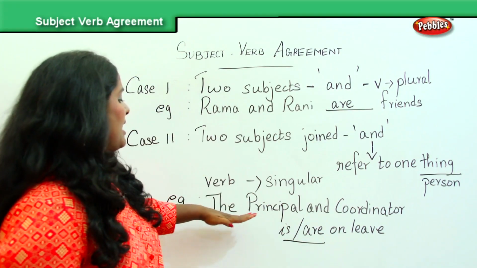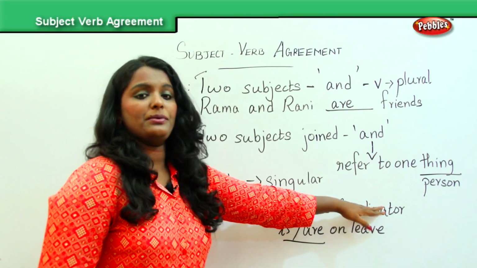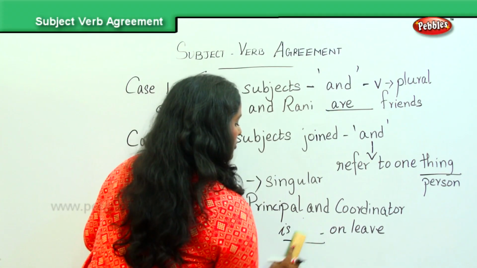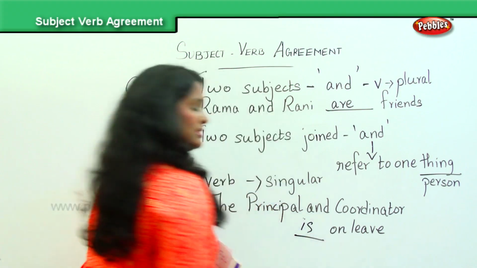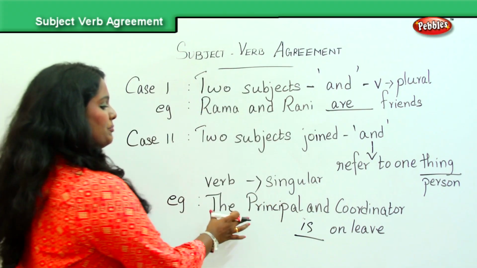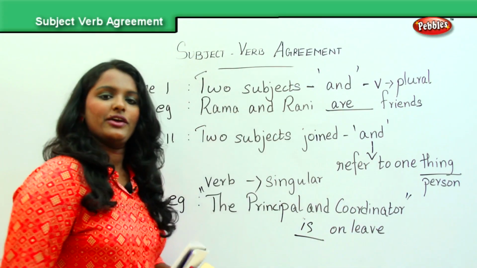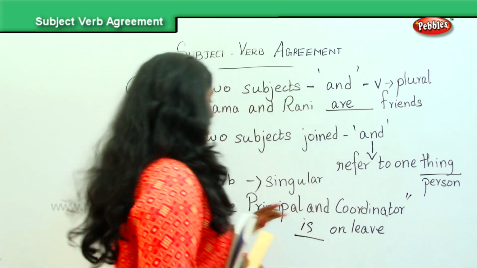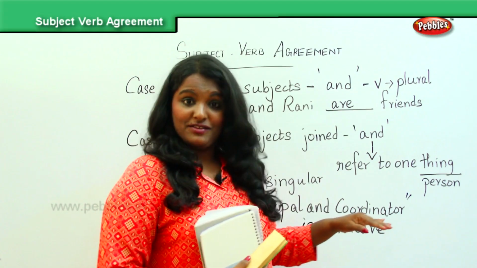You're going to say, ma'am, this is the principal and the coordinator, two different people. So, I should write the plural verb are. No, you are not going to write are. You are going to write is. That is because the principal and coordinator refers to the same person. If they are two different people, I would have mentioned the principal and the coordinator. But I haven't done that.